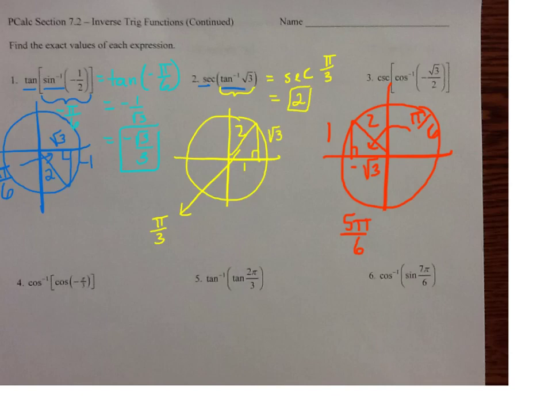Okay, so there's the first part. Now I'm going to find the cosecant of 5 pi over 6. Again, I've got the triangle all laid out. Cosecant would be hypotenuse over opposite. It would be 2.